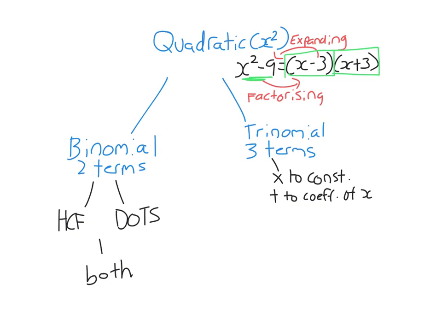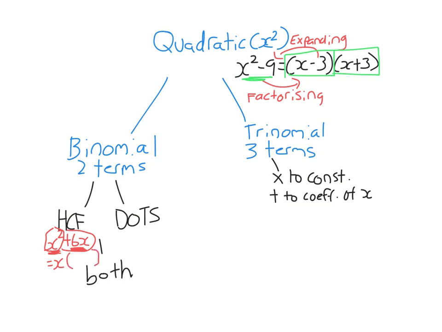So for binomials, let's say I have, for the highest common factor, something like this: x squared plus 6x. This is one term, x squared, and this is another term, positive 6x. That's why it's a binomial. Now, highest common factor means I have to find the highest thing that goes into the first term and the second term. That turns out to be x. So x goes into both terms. So what I do is I take the highest common factor out the front of the brackets.